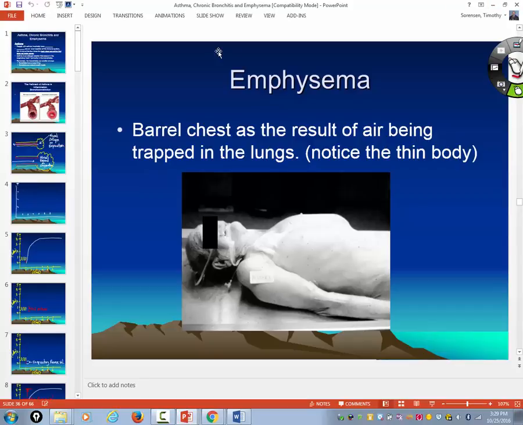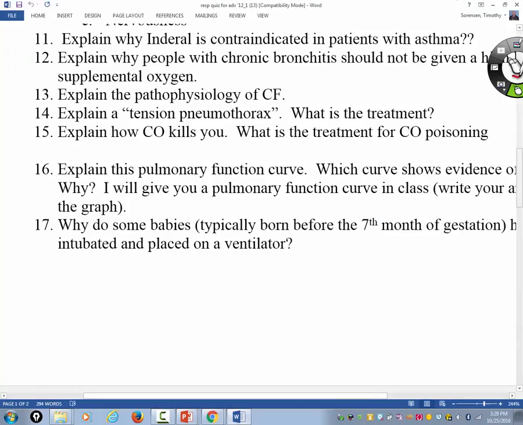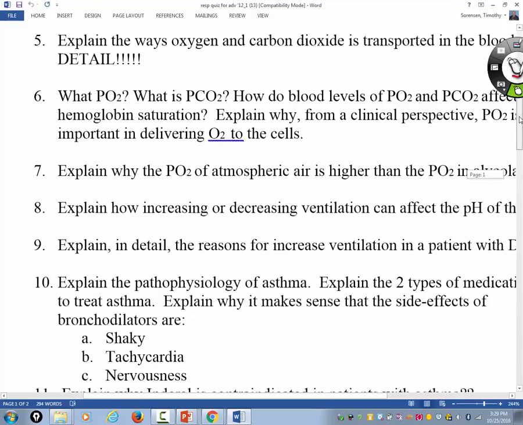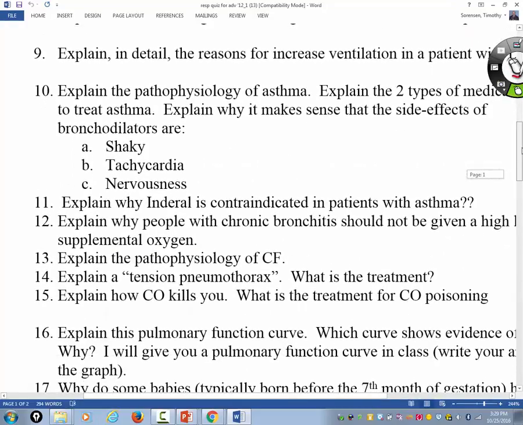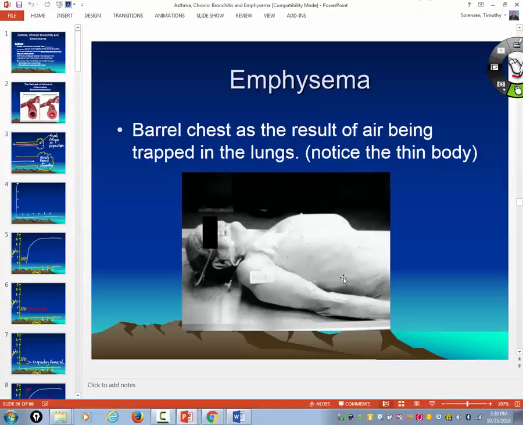All right, what I want to do for you now is go over, where is it? Explain why people with chronic bronchitis should not be given high levels of supplemental oxygen. All right, so first of all, what's that? I can't hear you.